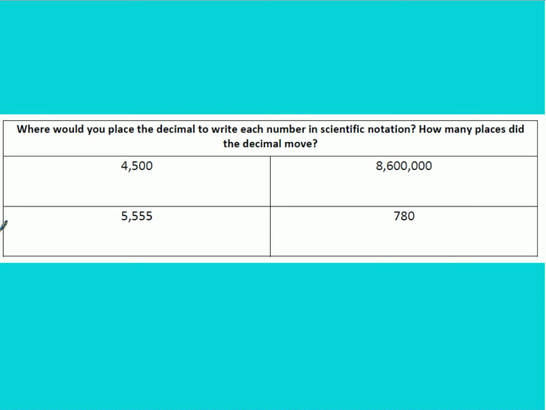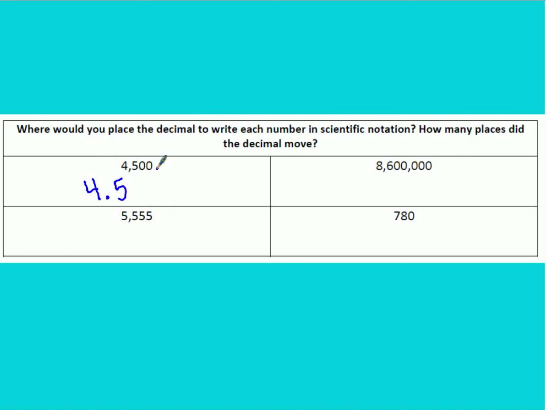So in these next few problems, the question says, where would you place the decimal to write each number in scientific notation? How many places did the decimal move? So looking at 4,500, remember you read from left to right and you put the decimal after our first non-zero digit. The first non-zero digit here is 4, so we're going to make 4.5. And remember, we don't need to include the zeros at the end there because they're all at the end of our number and they don't mean anything, so we can just drop them.